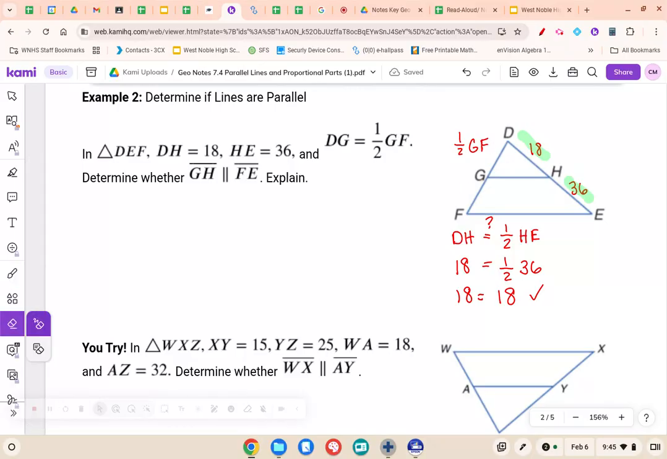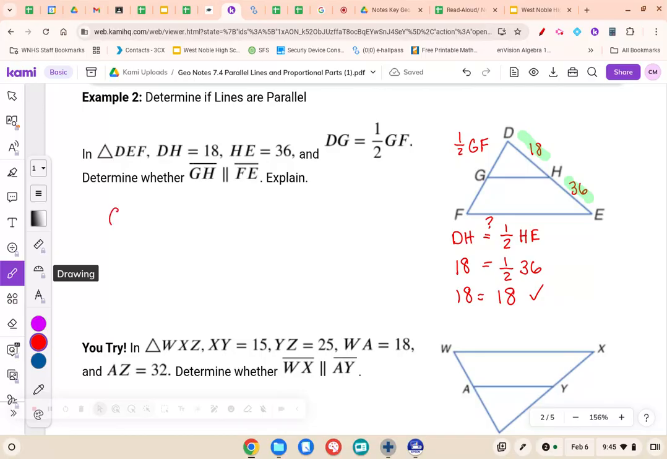So we can go ahead and say that segment GH is parallel to segment FE because the sides are proportional.